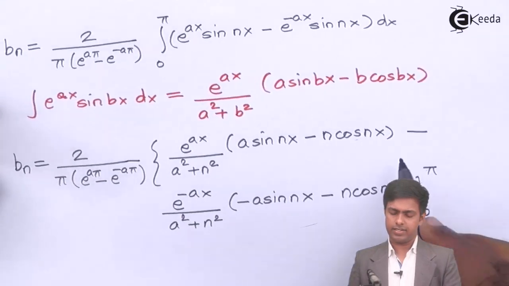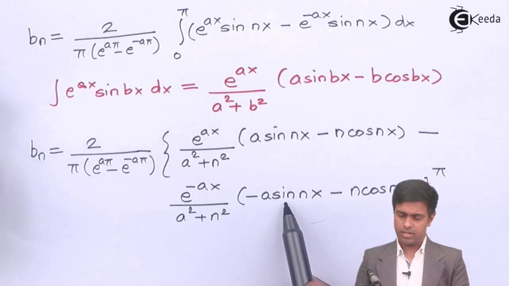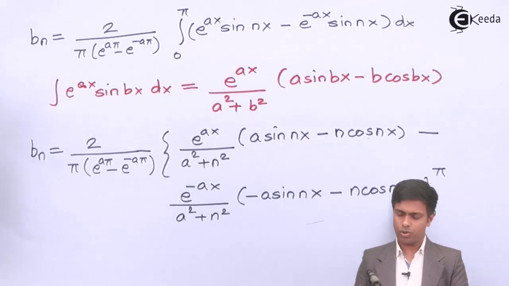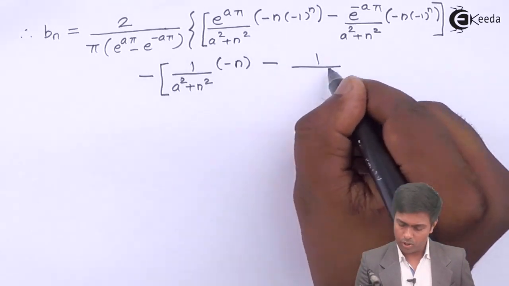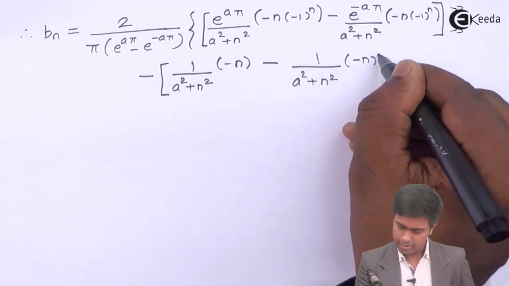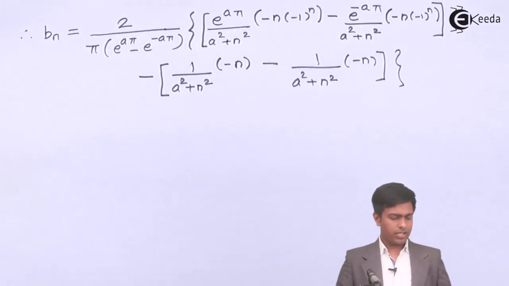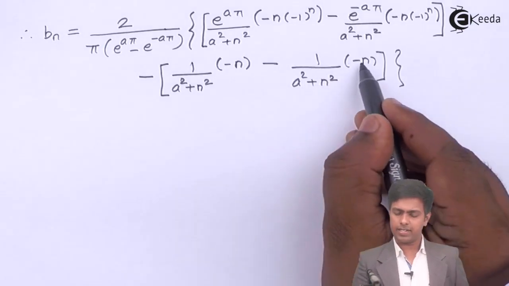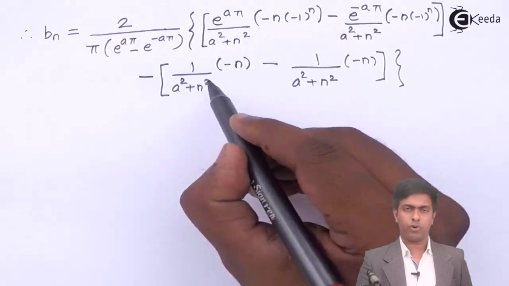Minus sign, that is this sign. Again e raised to 0 is 1, upon a square plus n square. Sine 0 is 0, cos 0 is 1. 1 into minus n is minus n. So 1 upon a square plus n square into minus n. Now guys, here you can see that this minus and minus is going to be plus n upon a square plus n square, and minus n upon a square plus n square.